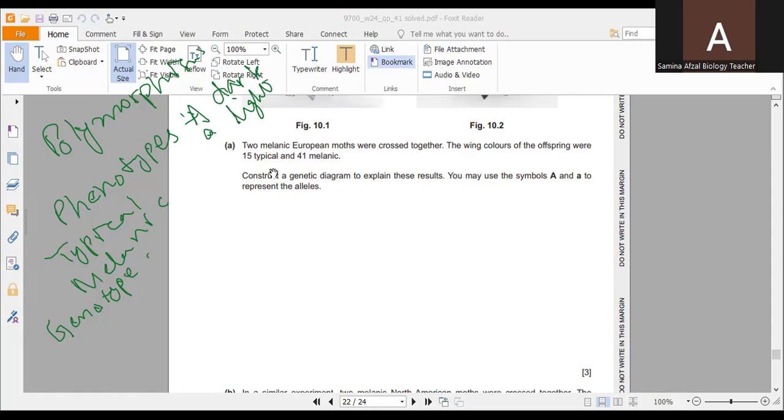The melanic form is more common in the offspring, so you can say they are greater in number. It means they are likely to be dominant. So the genotype for melanic can be capital A capital A, or capital A small a. On the other hand, for typical, it can be only small a small a.